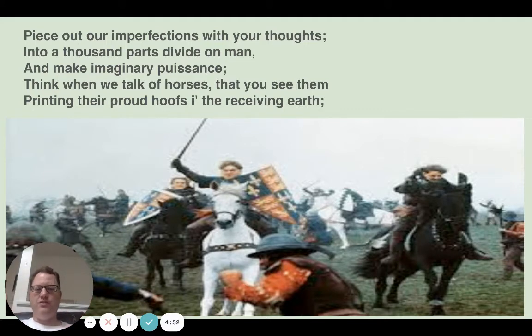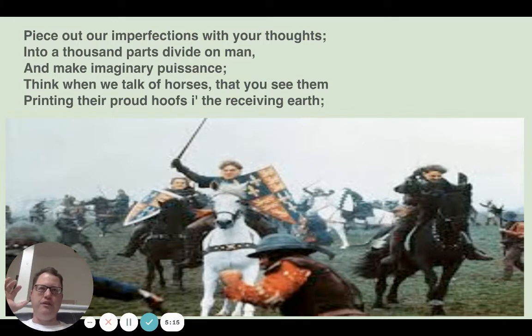There's no way we can do this on the stage. It isn't the movies, where you could stage a battle with actual horses and swords and have corpses littering a large field. "Piece out our imperfections with your thoughts, into 1,000 parts divide one man, and make imaginary puissance," power. And I love the next two lines.